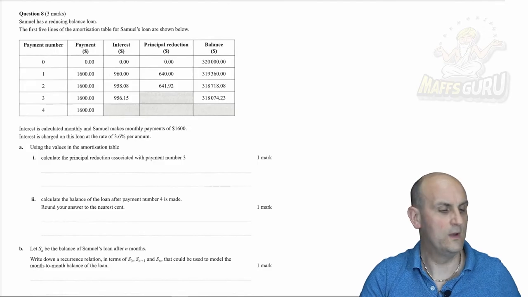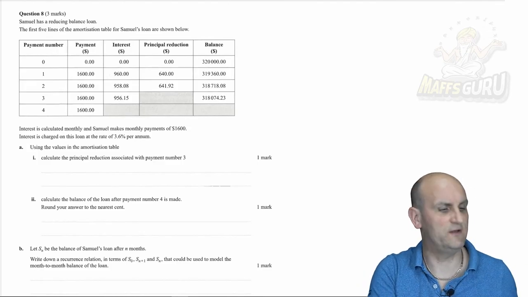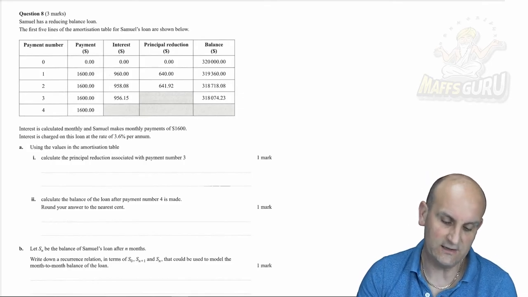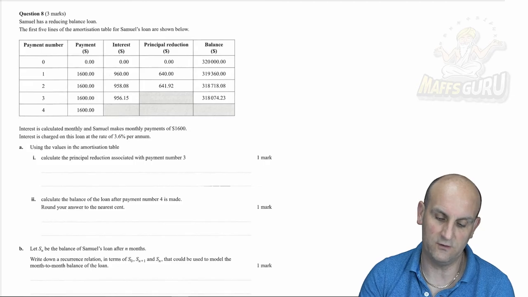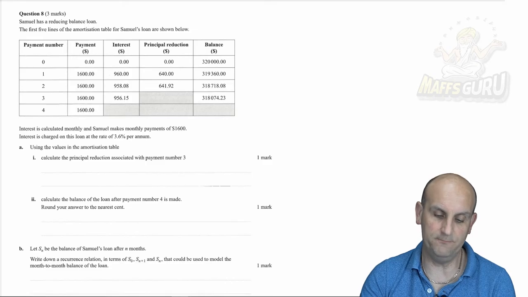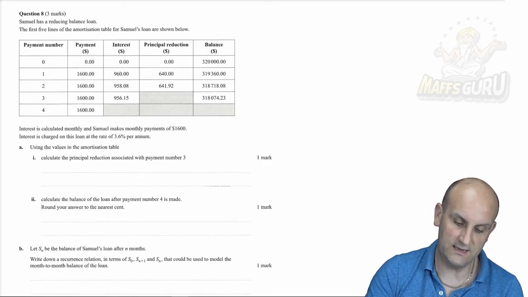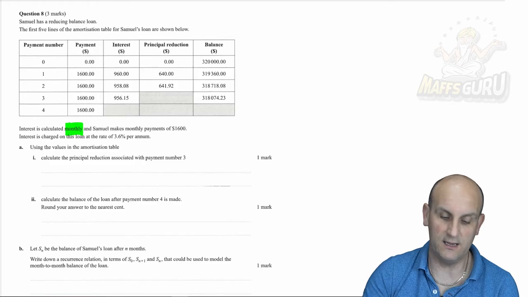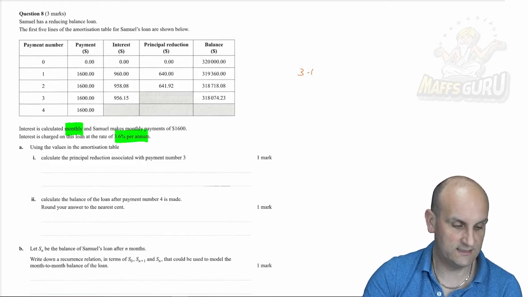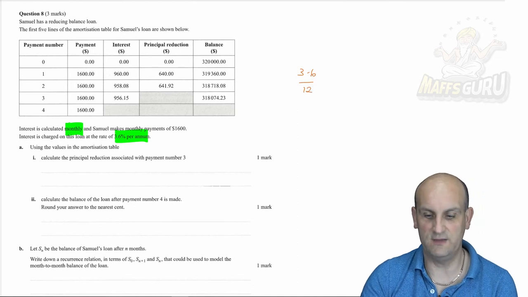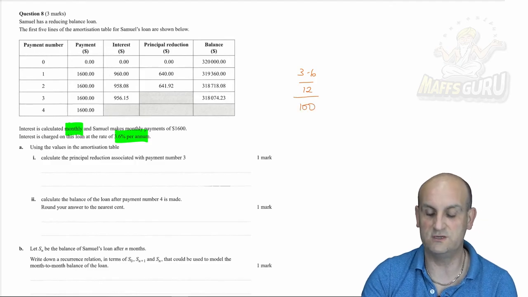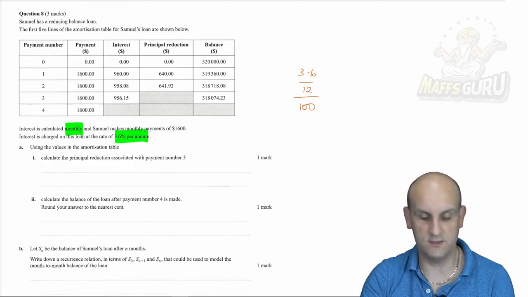Okie dokie, now, amortization tables, love. So we've got some blanks here. Interest is calculated monthly, and Samuel makes monthly payments of $1,600, awesome. Interest is charged at 3.6% per annum, okay. But I also need to be very careful that interest here is calculated monthly, and they give me a per annum rate. So what I'm going to do there is do 3.6 divided by 12, that's going to give me my monthly rate of interest, and obviously divide by 100 again, which will give me my multiplier. Just doing this to one side.